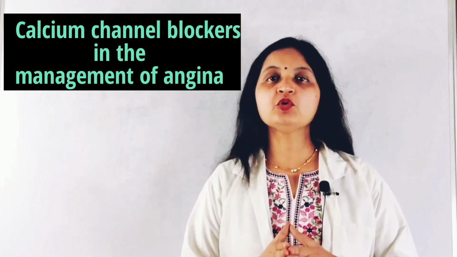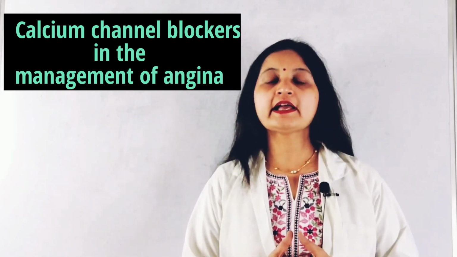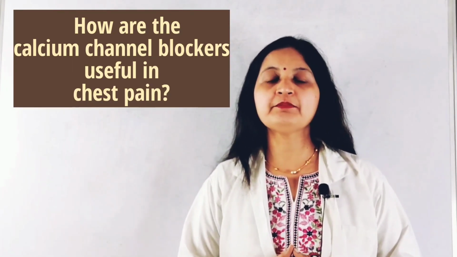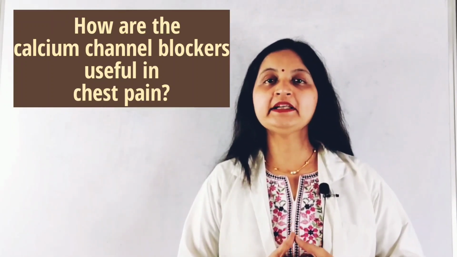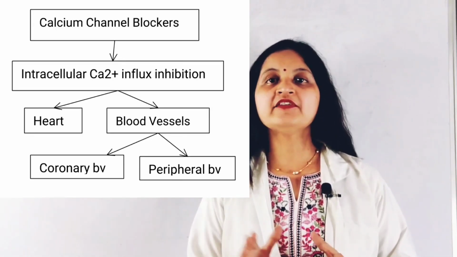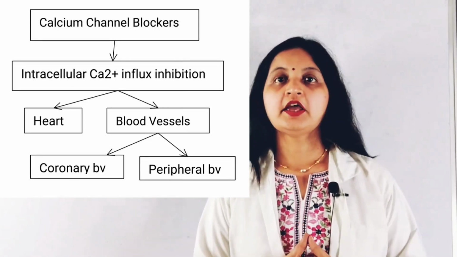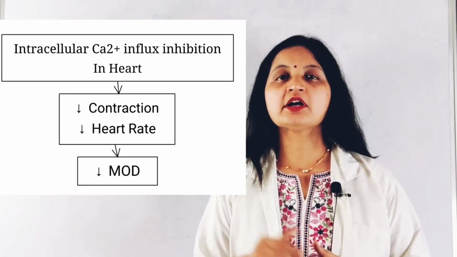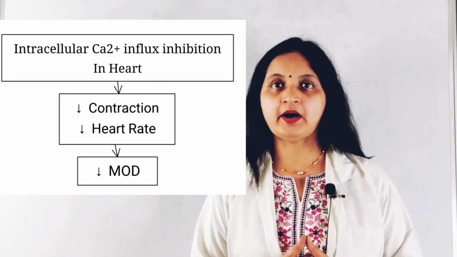Next, we move on to the use of calcium channel blockers in the management of angina. So, how are the calcium channel blockers useful in the treatment of chest pain? The calcium channel blockers inhibit calcium entry through the calcium channels that are expressed in the heart and blood vessels, including the coronary blood vessels and peripheral arteries. By inhibiting intracellular calcium influx in the heart, they reduce the contractility and the heart rate, thus reducing the myocardial oxygen demand and decreasing the workload on the heart.